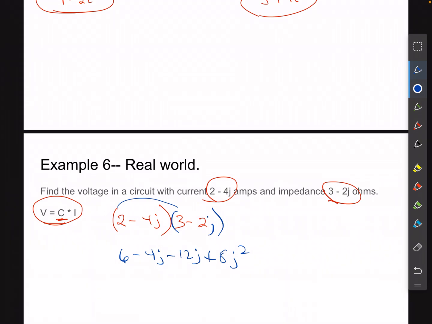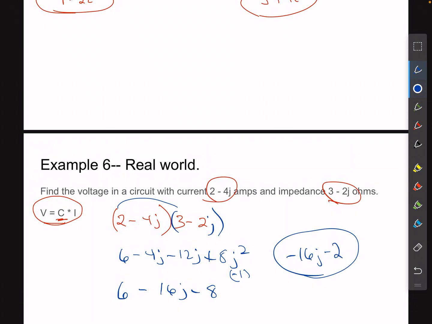All right, if these act like imaginary numbers now, I can rewrite this as 6 minus 16j, and then j squared, or i squared, is equal to negative 1. So this just becomes minus 8, because negative 1 times 8 is negative 8. Okay, 6 minus 8 gives me negative 2, so I end up with negative 16j minus 2. You can write that in any way that you want. You could also write it the other way, but that's okay. And this will be in now volts.